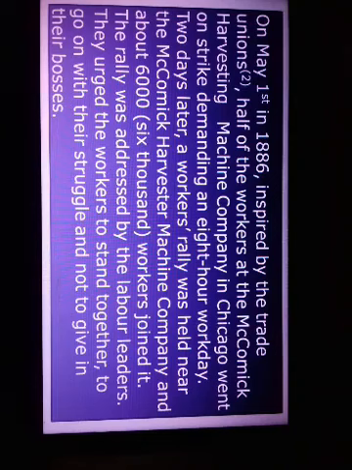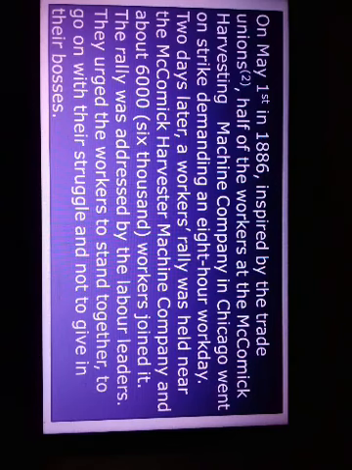Dear students, the time was 1st May 1886. Inspired by the trade unions, an organization of laborer workers, half of the workers at the McCormick Harvesting Machine Company in Chicago went on strike, formally and strongly demanding an 8-hour work day.